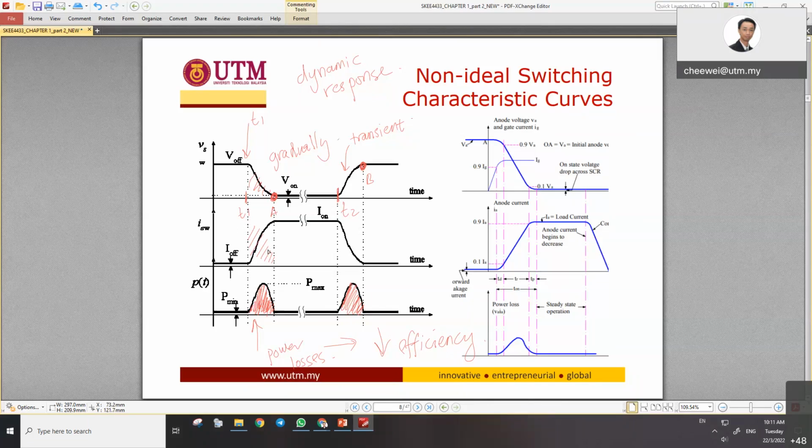Okay, so the best is we don't want this to happen. But in practical, we cannot run away. It will happen anyway. What we can do is to bring down the curve as low as possible. So bring down the Pmax, make it a smaller loop. Okay.